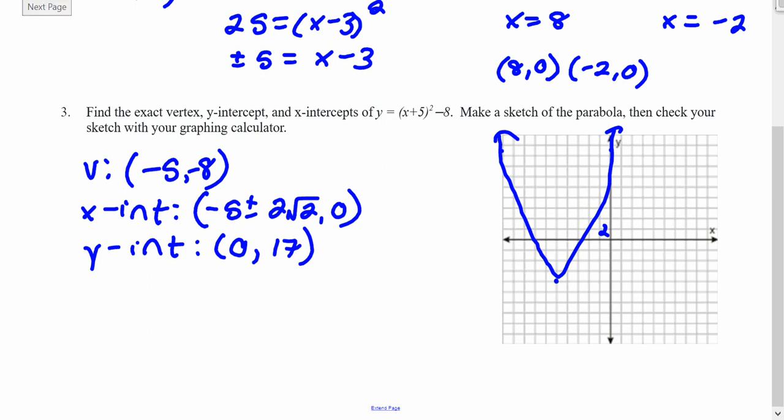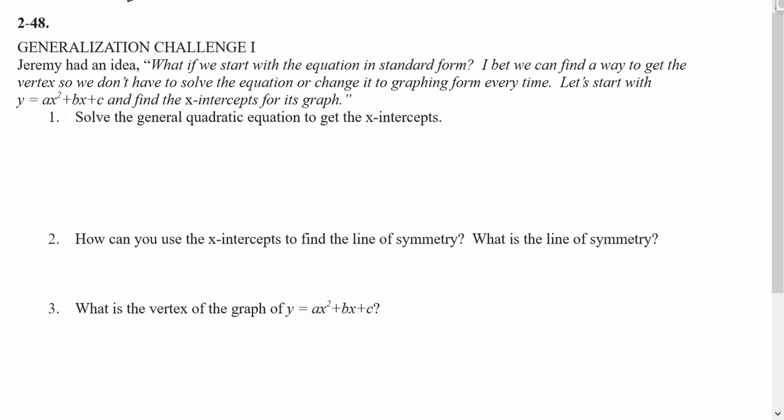Okay, the very last problem then. What we want to look at is, how can I write my equation every single time? If I have a standard form equation, y equals ax squared plus bx plus c, I'm starting with this equation.